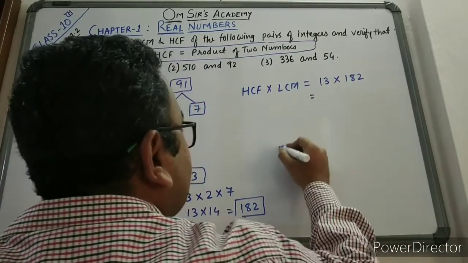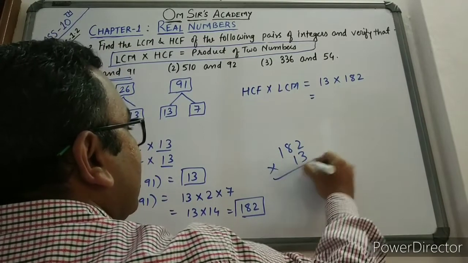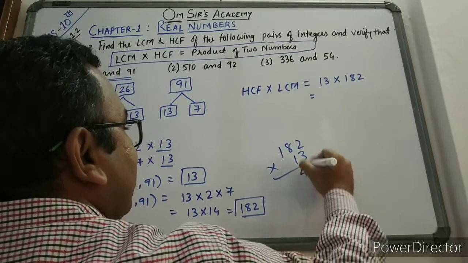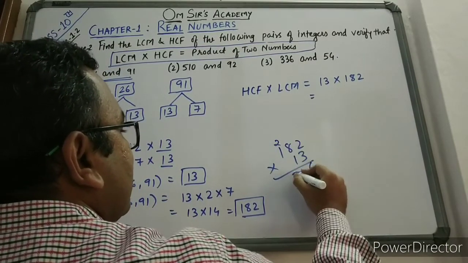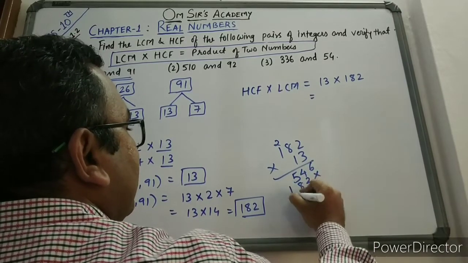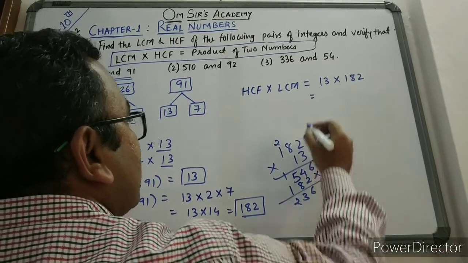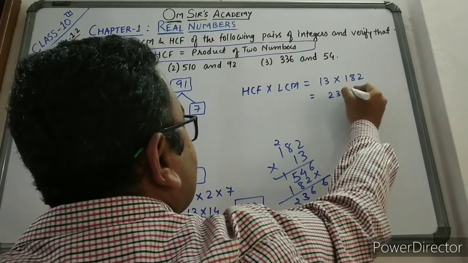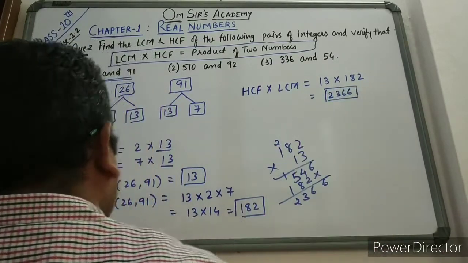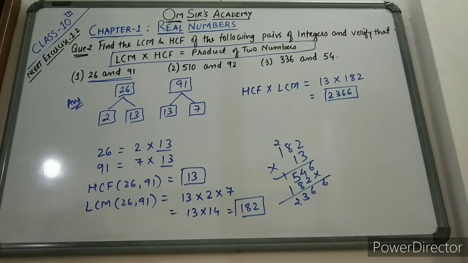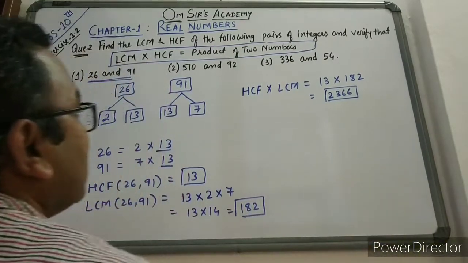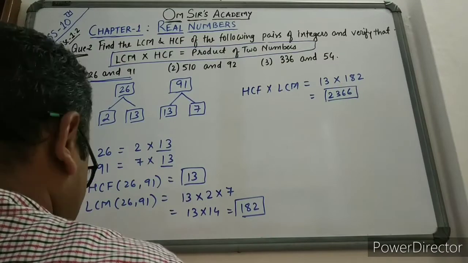That we will get as 182 multiplied by 13. 3 2s are 6, 3 8s are 24, 3 1s are 3 plus 2 is 5. 2, 8, 1. So 6, 6, 5 plus 8 is 13. So it is what? 2366. Okay friends.